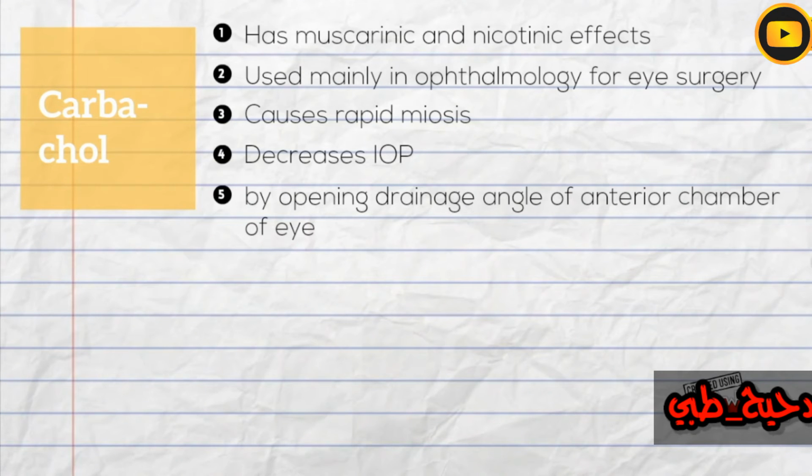For carbachol, it has both muscarinic and nicotinic effects. They are used mainly in ophthalmology for eye surgery because they cause rapid miosis. They decrease the IOP by opening the drainage angle of the anterior chamber of the eye.